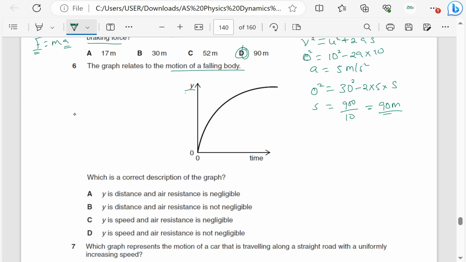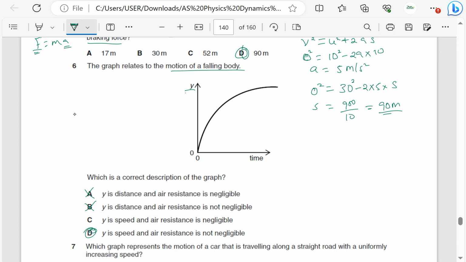Y is the distance and air resistance is negligible. So this can't be distance. Y is the distance and air resistance is not negligible. Y is not the distance. Y can be speed, but air resistance cannot be negligible, because if the air resistance was negligible, then this would be a straight line. So the answer is going to be D.